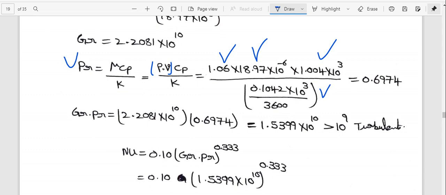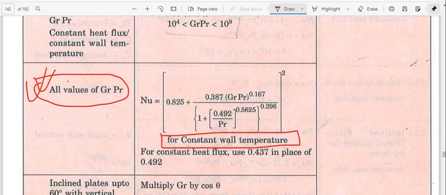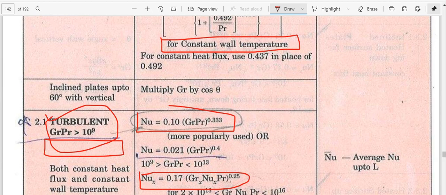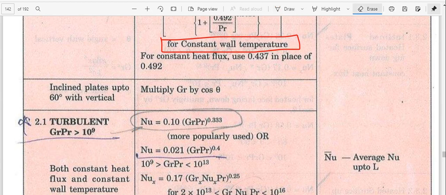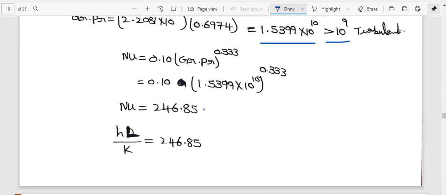It is greater than 10 power 9. So here the GrPr value is greater than 10 power 9. That is turbulent flow. We need to consider vertical flow. So for turbulent, 10 power 9, we need to consider this generalized formula: Nu is equal to 0.10 (GrPr) power 1/3. So we need to substitute the GrPr value.